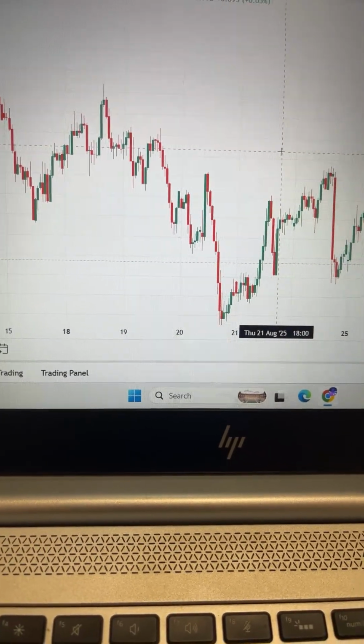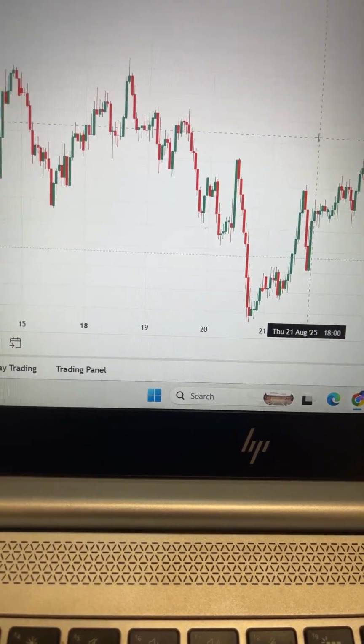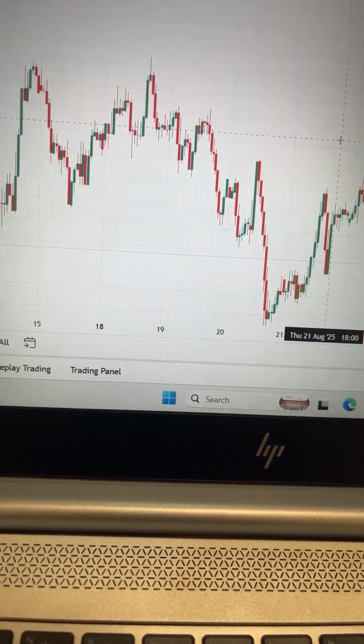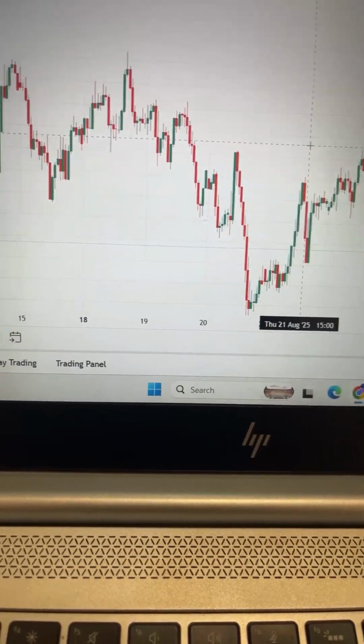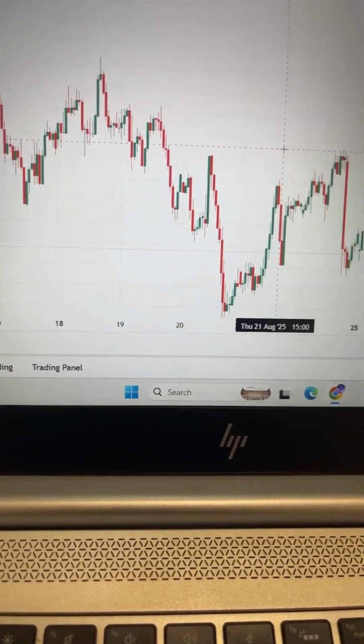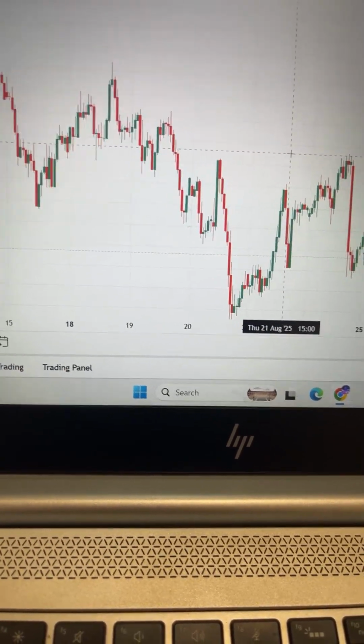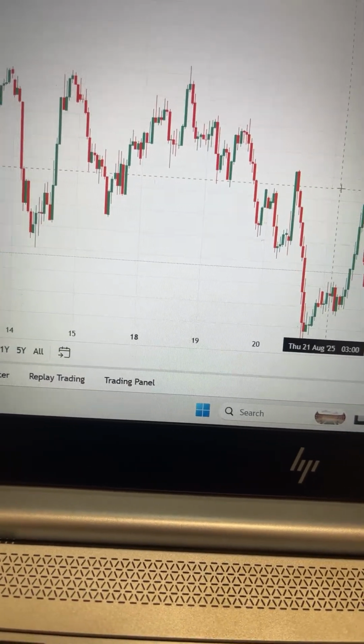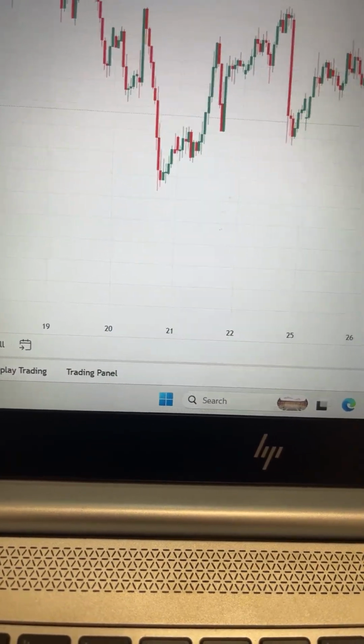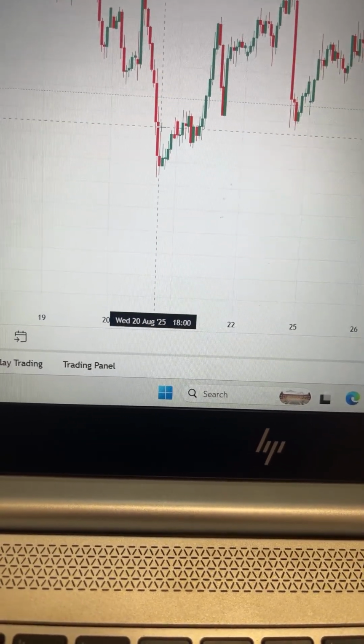So for you to know that the order block is valid, it should have three straight candlesticks. Let's say the market was trending up, so it should have three bullish candlesticks for you to know that the order block is valid. So this is an order block. This is a bullish order block.